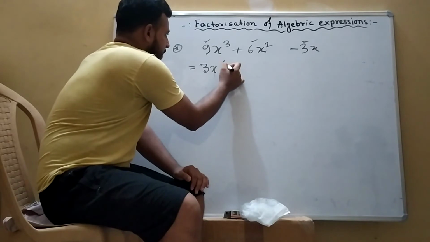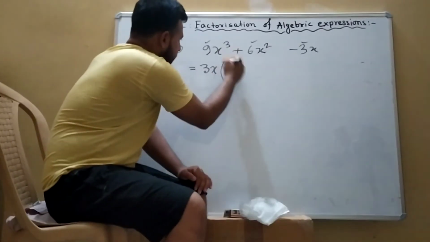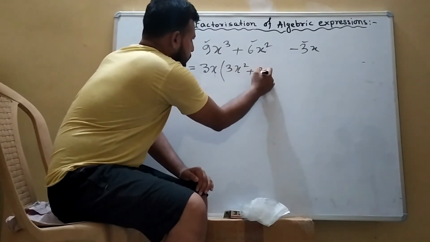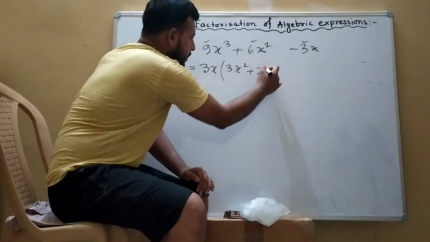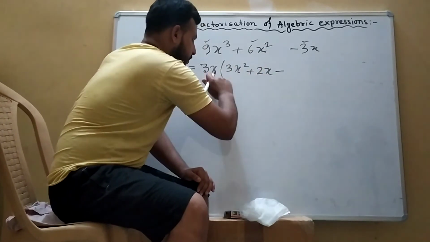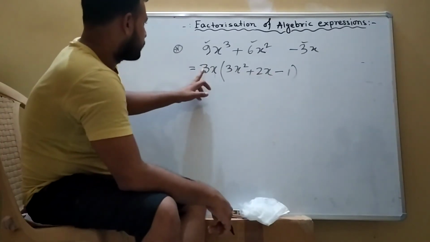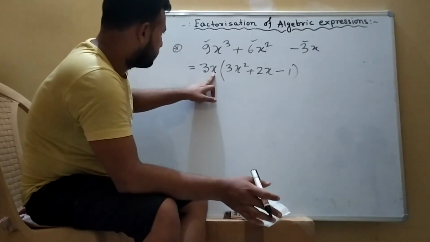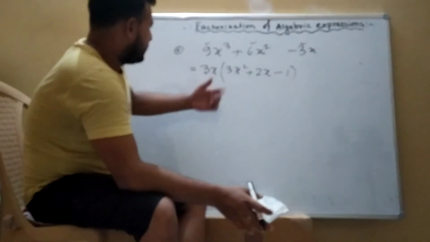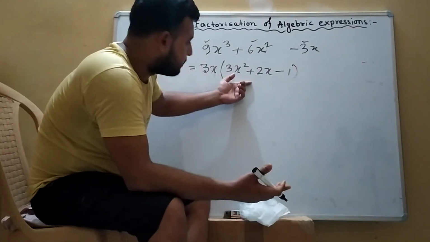So 3 we have taken common. 3 3s are 9, here is x square plus 3 2s are 6. Here 1x we have taken common. 1x is rest, minus 3 we have taken common. X we have taken common only 1. So now we have got this 3x taking common done. But this one can be factorized again.